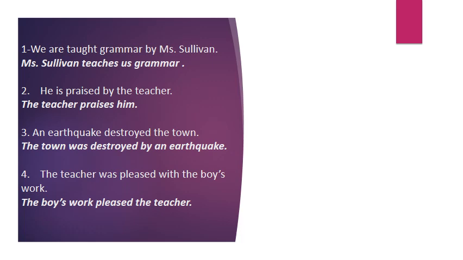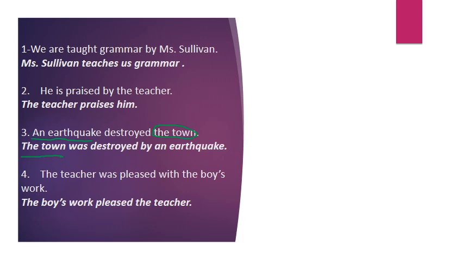How to change an active voice sentence to a passive voice sentence. Here we have this example, which is number 3. An earthquake destroyed the town. An earthquake is the subject. The town is the object. You should follow 3 steps. 1. You make the object of the active sentence the subject of the passive sentence. The town is the object. It becomes the subject of the passive sentence.